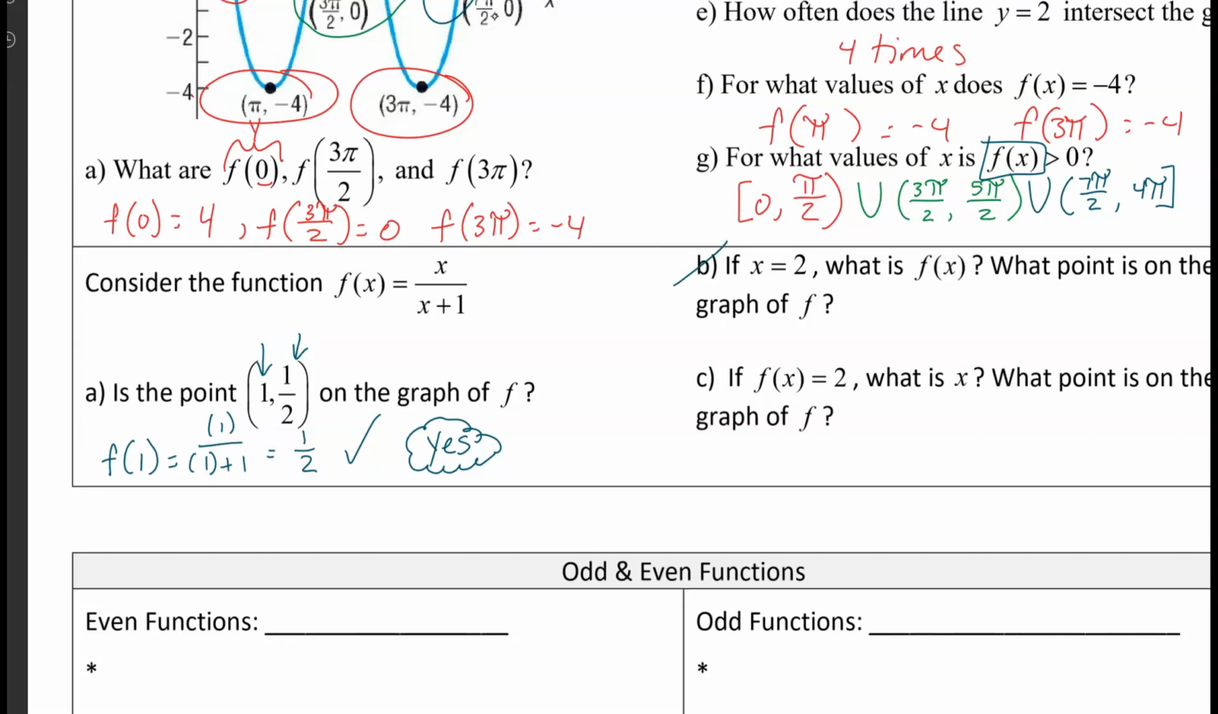Part C, however, says if f of x is equal to 2, what is x? What is the difference here? What do we do differently? Yes. Instead of plugging in x, we're plugging in f of x, or the y value. So in my original function, I'm now going to put 2 where I saw an f of x and leave the x's alone.